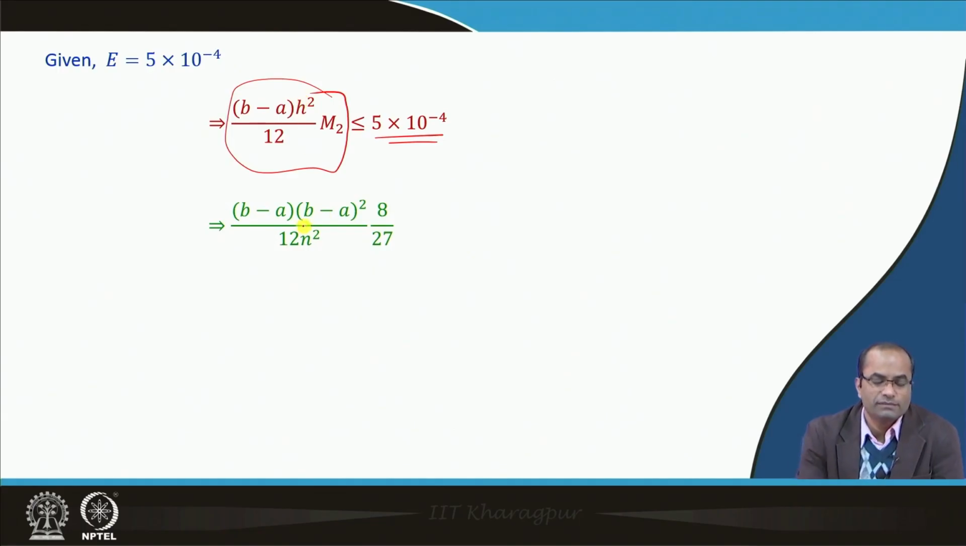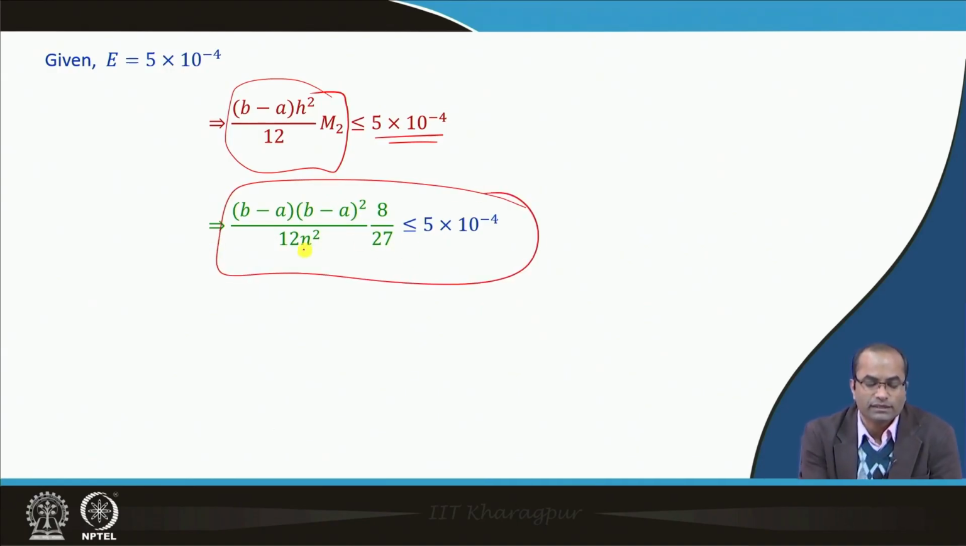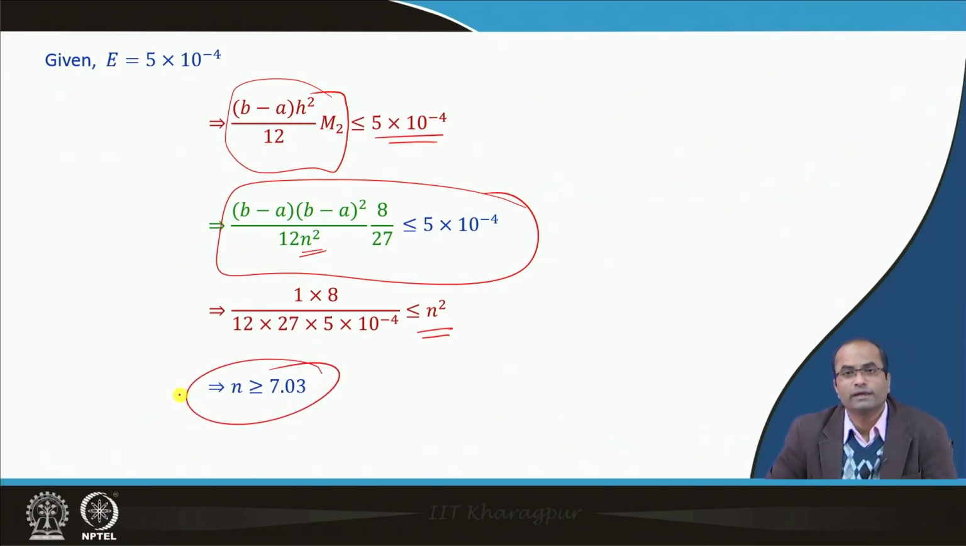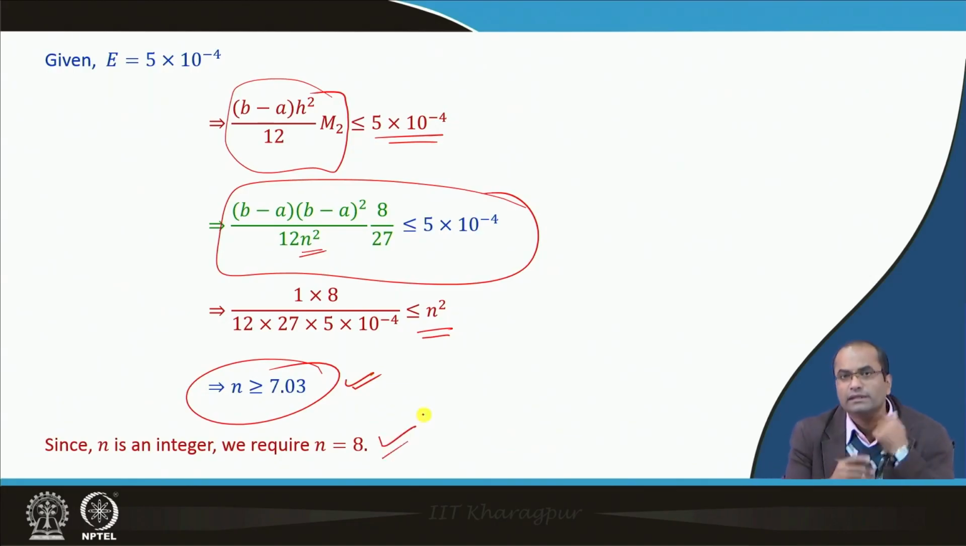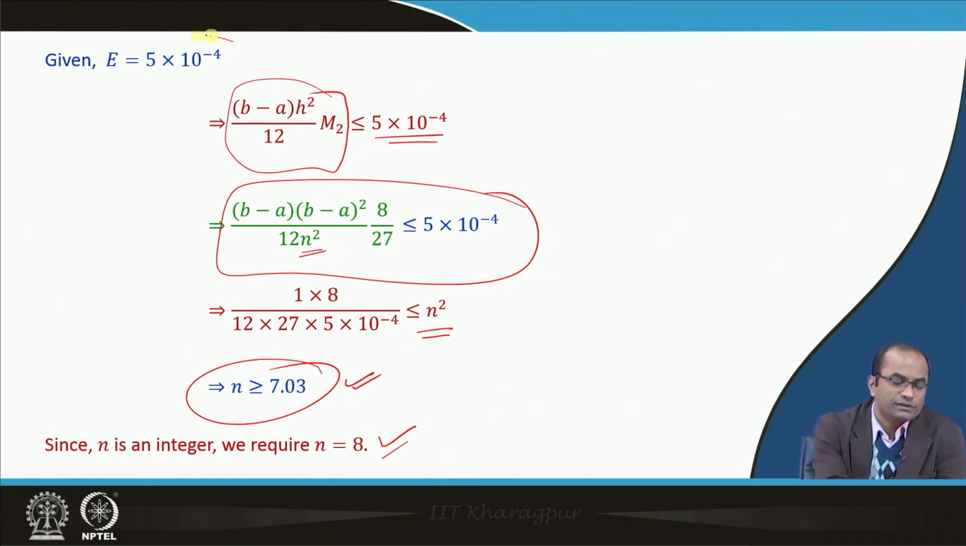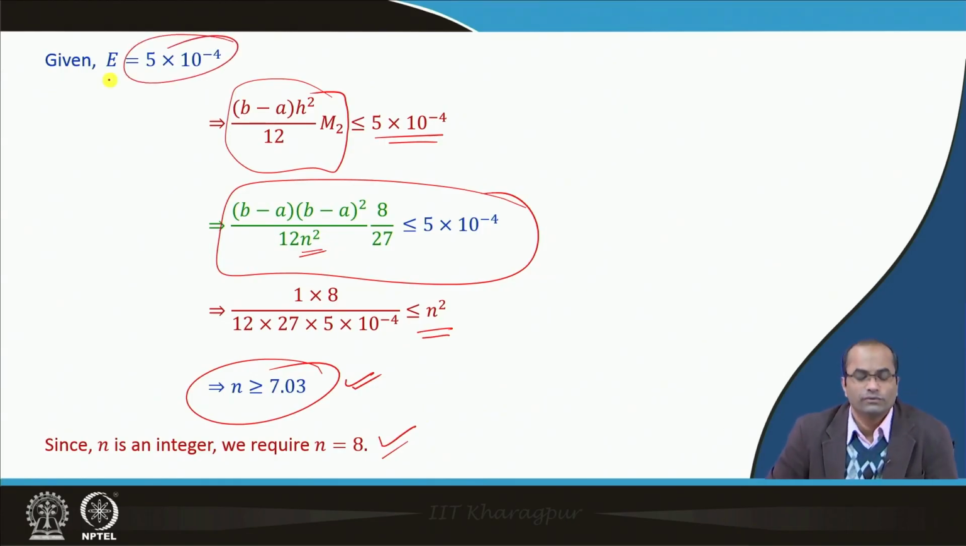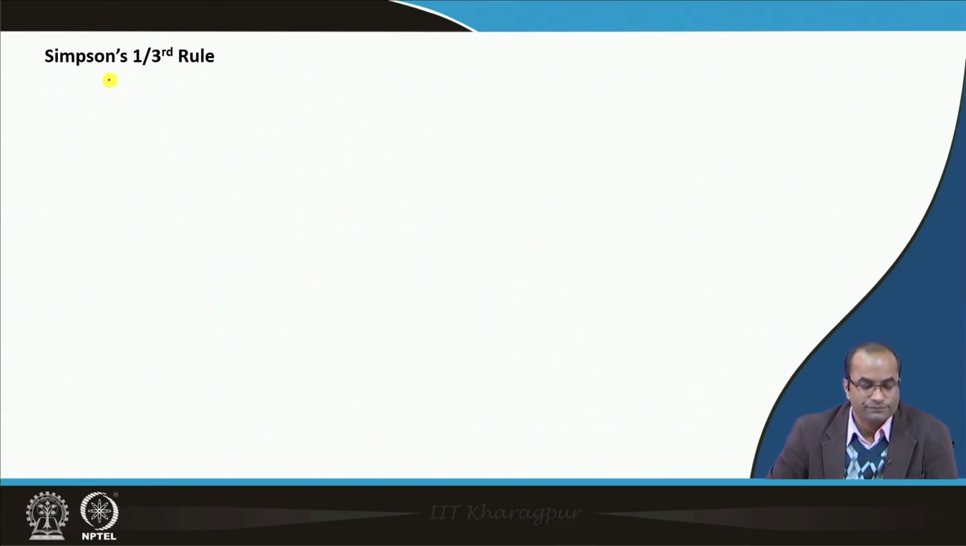So, this h is replaced by b minus a by n, and with this inequality, b minus a is 1. So, we can compute the bound on this n. Having this inequality, we realize that n is greater than or equal to 7.03, meaning more than 7 is suggested by this inequality. So, if we take n equal to 8, for instance, then definitely this error bound, 5 into 10 raised to the minus 4, will be attained.